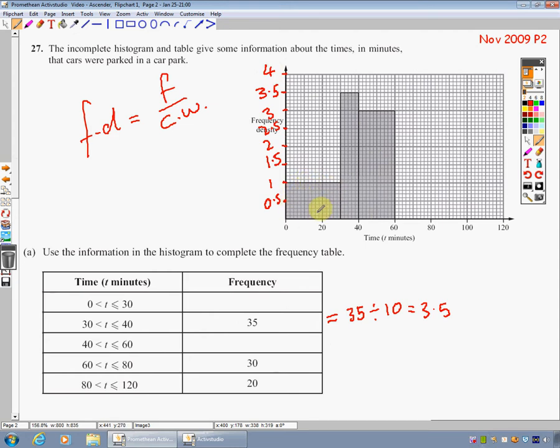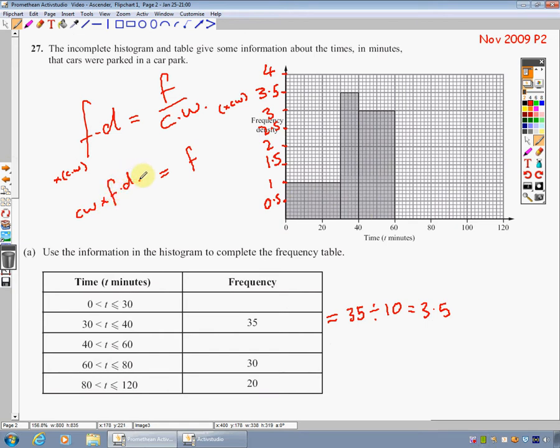Now, working backwards is just a rearranging. We know what the class width is from 0 to 30, and we know that the frequency density makes it 1 here. We don't know what the frequency is, so we're looking for our frequency, and we just rearrange this. If we times both sides by the class width, I end up with my frequency equals class width times by the frequency density. That's a different way of looking at that formula.